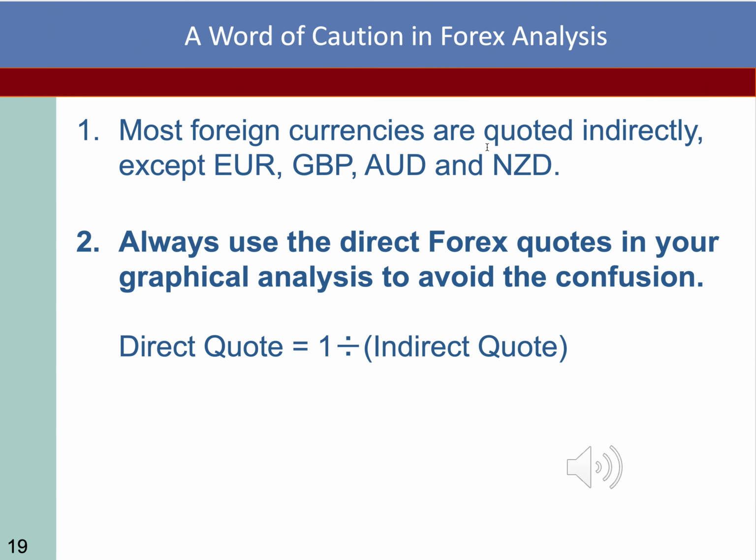Or even sometimes, like Japanese yen or Korean won, where the number is so big, just use 1 divided by that. Like Bitcoin is too big. Bitcoin is not really foreign currency. I was thinking everything should be in currency, then you do the direct quote. Okay, always use direct quote when you do your analysis.